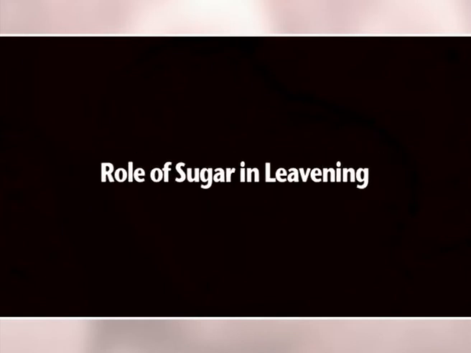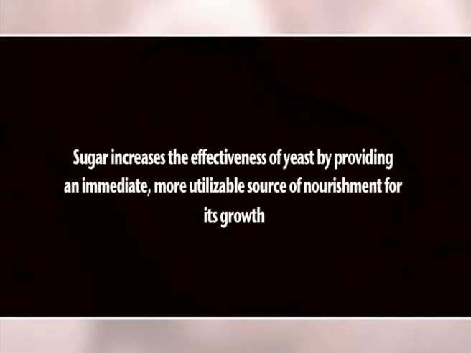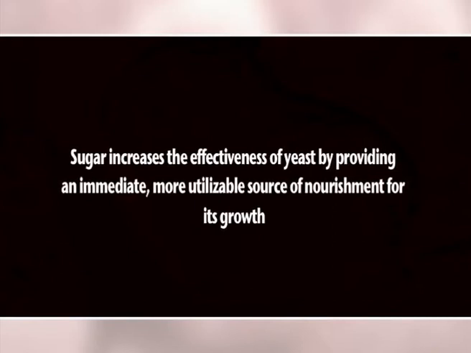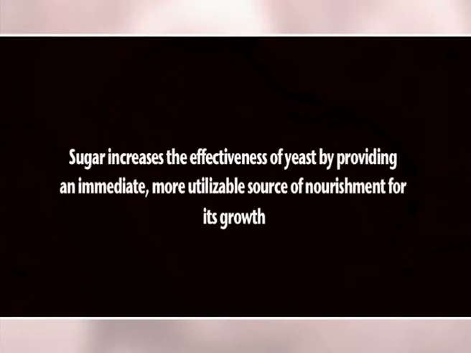Role of sugar in leavening. Sugar increases the effectiveness of yeast by providing an immediate, more utilizable source of nourishment for its growth. Under recipe conditions of moisture and warmth, sugar is broken down by the yeast cells and carbon dioxide is released at a faster rate than if only the carbohydrate of flour were present. The leavening process is hastened and the dough rises at a faster and more consistent rate.